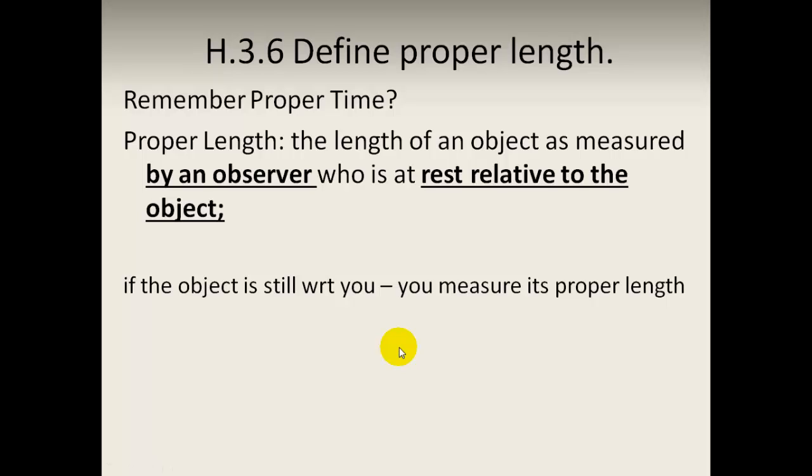Define proper length. An observer measures proper time if the start and the end of an event happen at the same point relative to the observer. A proper length is the length of an object as measured by an observer who is at rest relative to the object. So if the object is at rest relative to you, no matter how fast you're going, you will still measure the proper length.